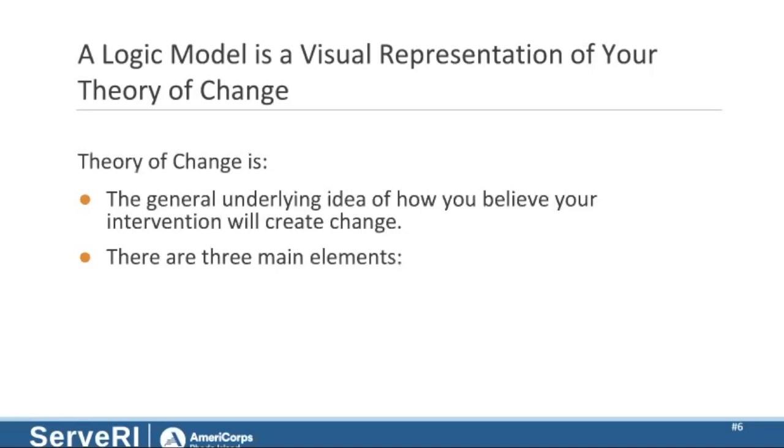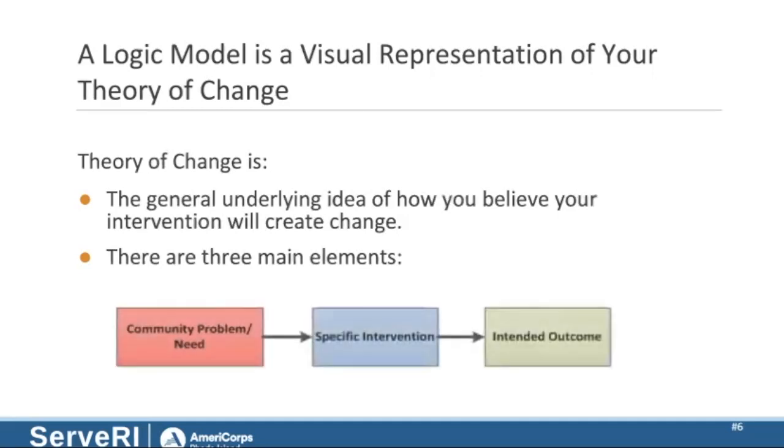This is a theory of how you believe your intervention can address or solve an identified problem or need. And underlying the theory is a set of assumptions supported by evidence about why your specific intervention is likely to lead to the desired outcomes. There are three main components as illustrated in this diagram. There's the community problem you are trying to solve, the intervention you propose, and the intended outcome of that intervention.